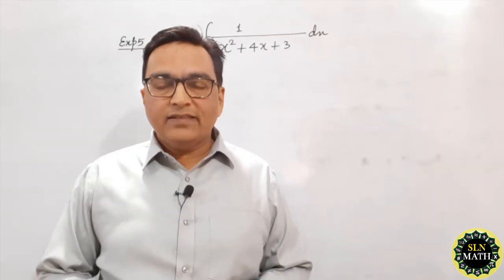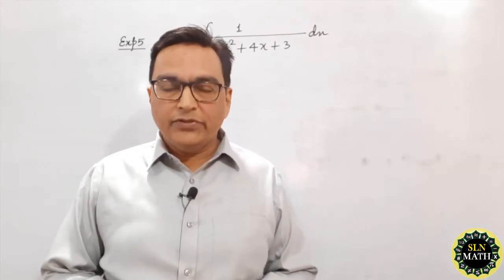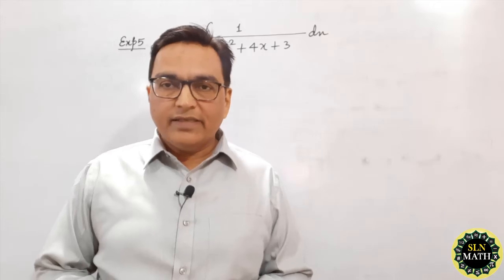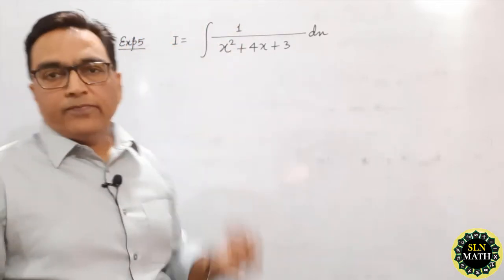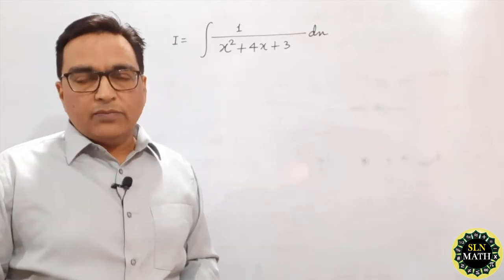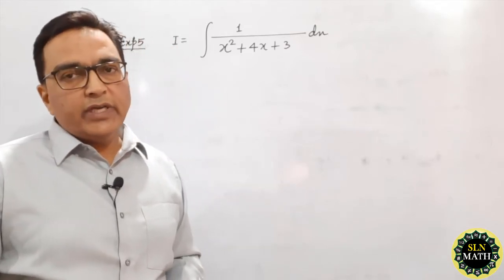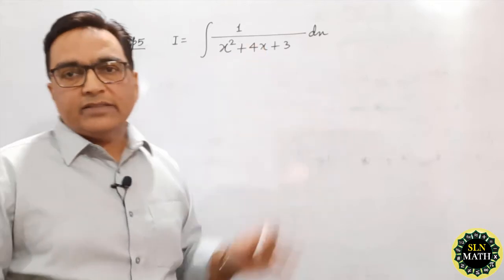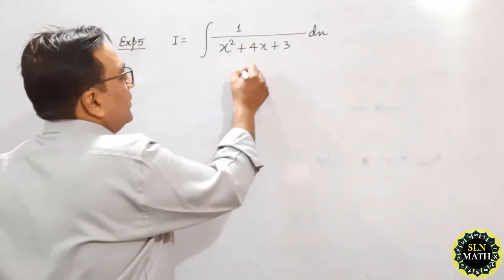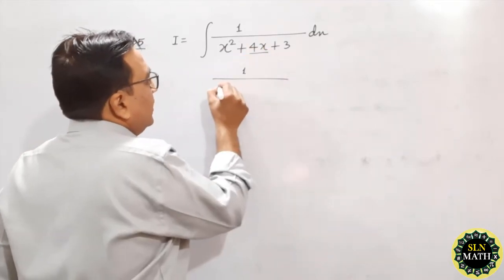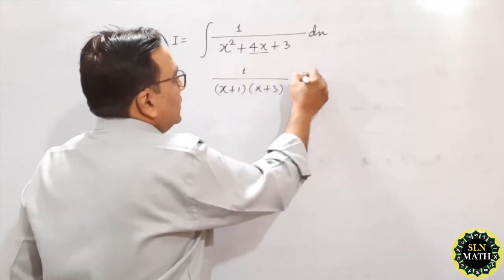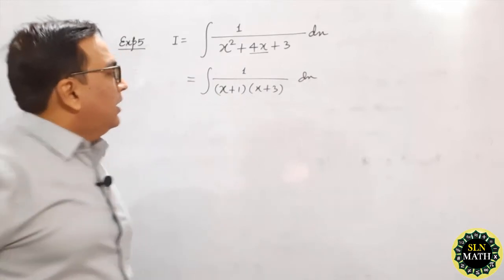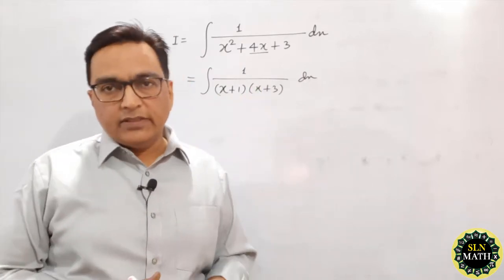So students, let us take the last example of today's video, and this is the same integration problem. Again, if you see here, there is a rational function and the denominator is a polynomial of second degree. So you can now easily factorize the denominator. If you split the middle term, you will get x plus 1 and x plus 3. I hope you will do the factorization job. x plus 1 and x plus 3 are two factors.